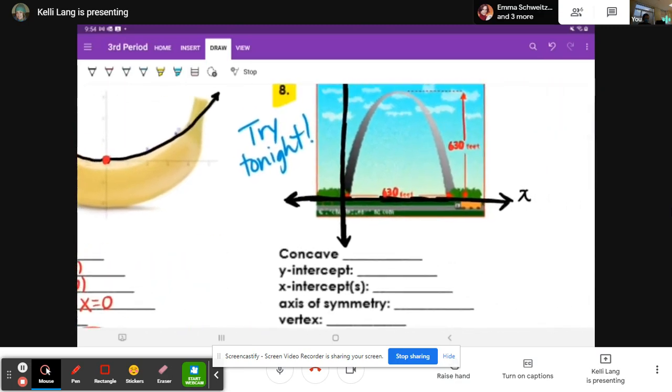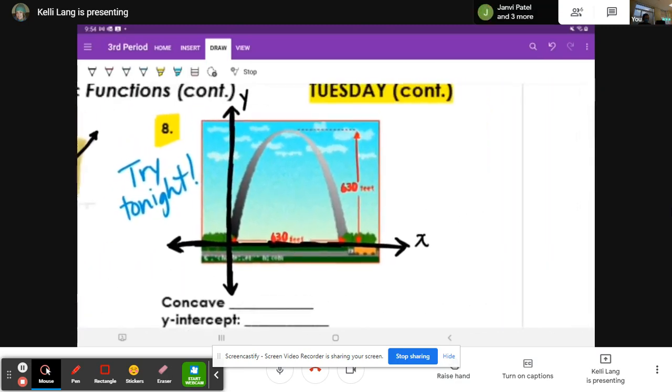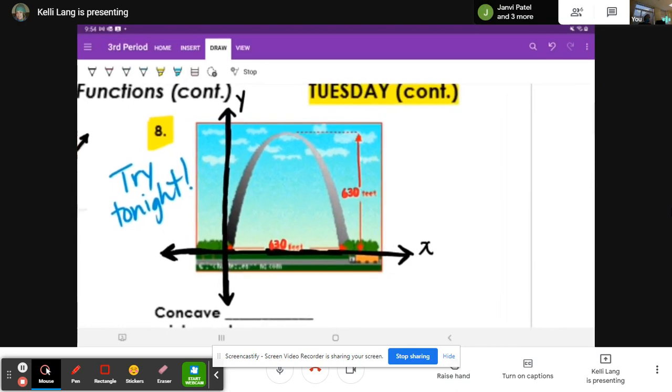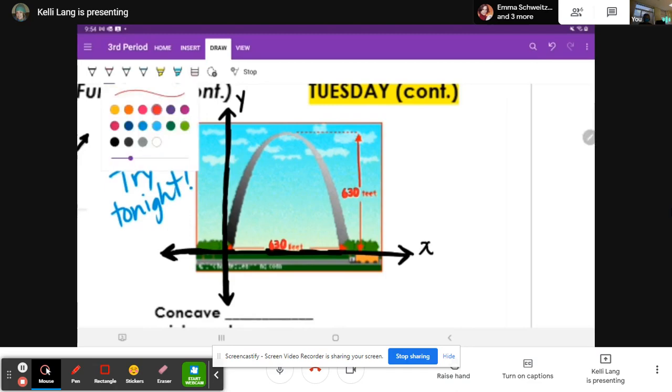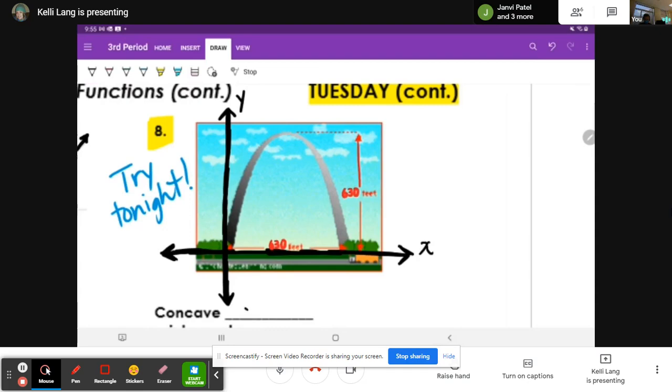Number 8 is a little trickier. We are looking at the Gateway to the West, the Gateway Arch in St. Louis. It has a general shape of a parabola. I don't technically think it's a parabola, but it's really close to looking like one. So I thought this would be a good model we could use for a nice example. This is obviously a concave down parabola. It's down like a frown. So that's an easy question to answer.